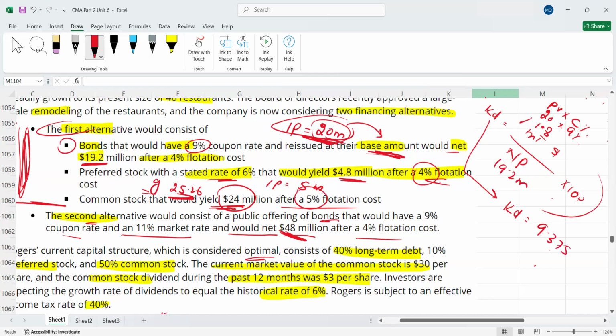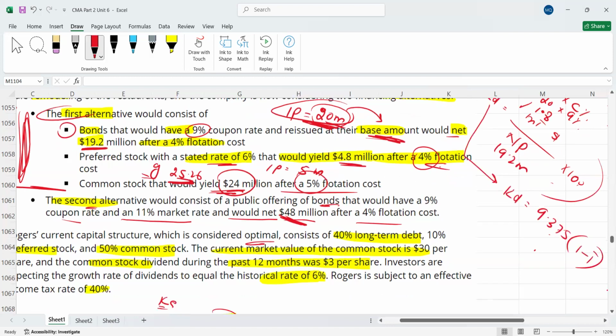So KD before tax is 9.375. Now can you convert it into after tax? Yes, we will multiply by 1 minus T. So what is the tax rate? Look into the question. The tax rate is given as 40%. So we write 9.375 into 1 minus 0.4, which is 0.6. If I multiply 9.375 times 0.6, it is going to be 5.625, or you can say 5.63 as a rounded figure.